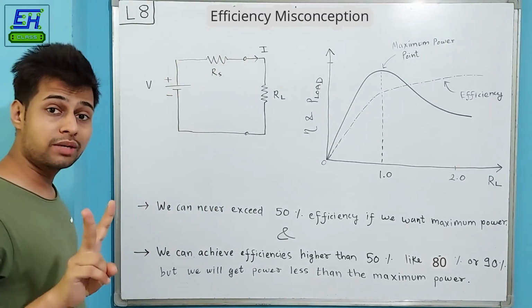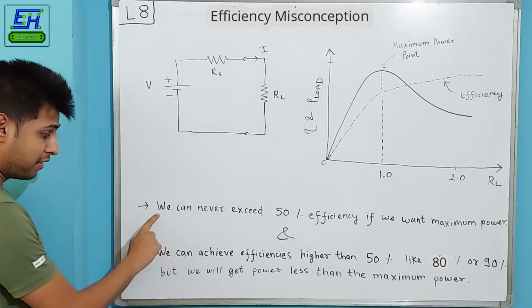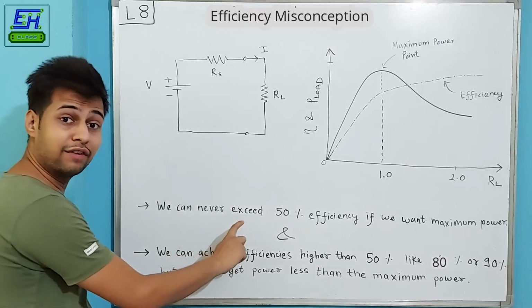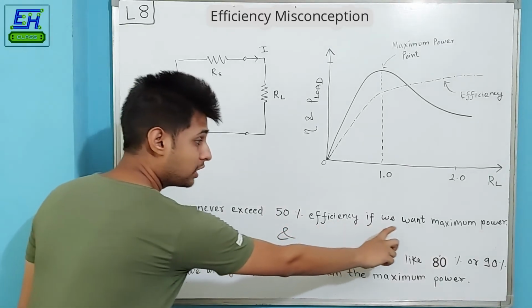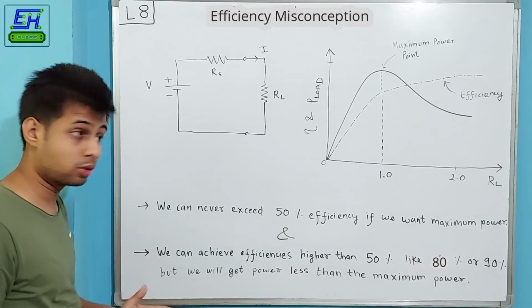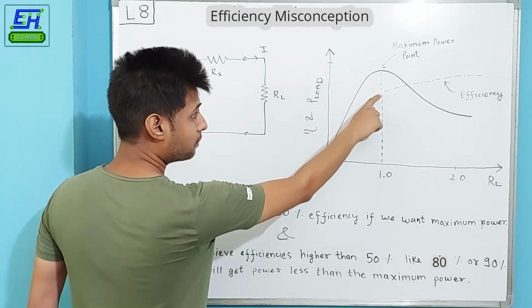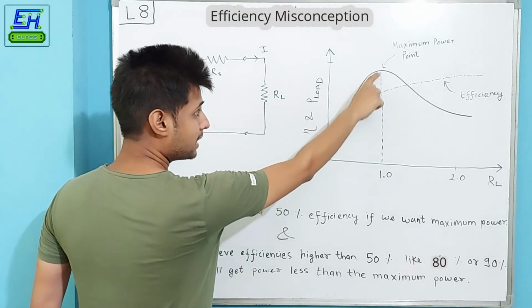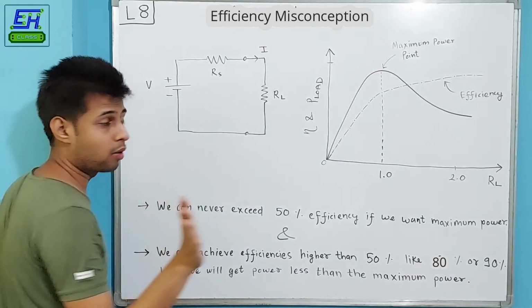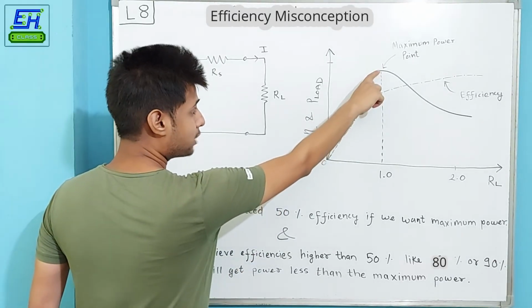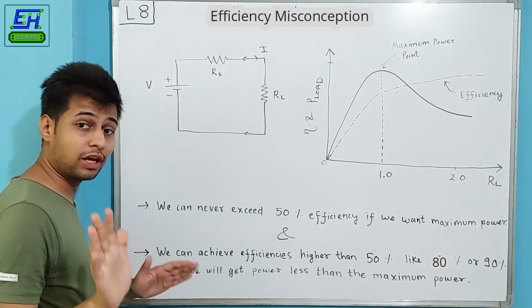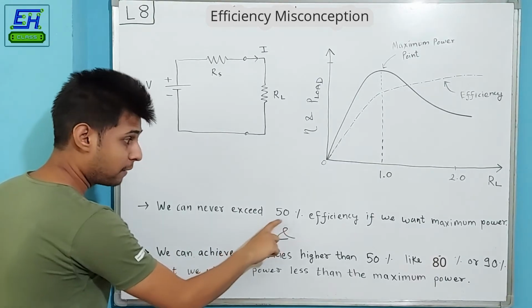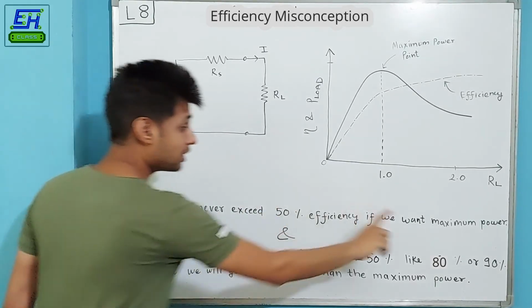So there are two most important conclusions to be remembered. One, we can never exceed 50% efficiency if we want the maximum available power from the source. This is very evident from this. Here you can see that there is only a single point where you can get the maximum power, and that maximum power point actually corresponds to only 50% of the efficiency. So we cannot exceed 50% efficiency if we want the maximum power.